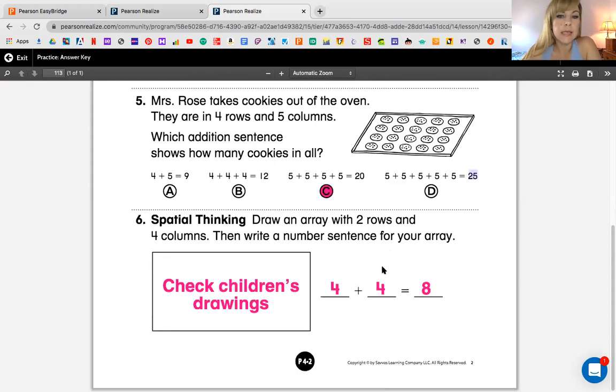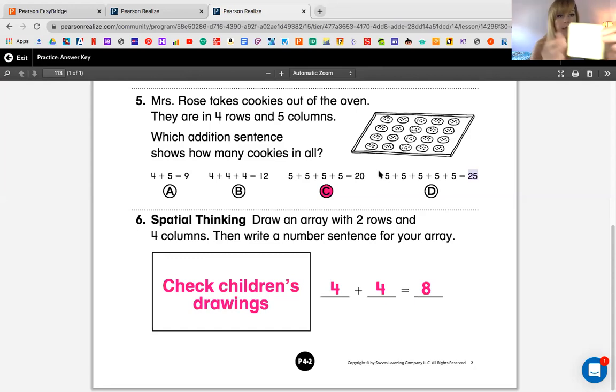Last but not least, number 6 says, draw an array with 2 rows and 4 columns, then write a number sentence. So I'll do that one for you guys here. So I need to have an array. An array is where the columns have the same number of pictures in between. So I need 2 rows. So here's my row 1. And here's my row 2.